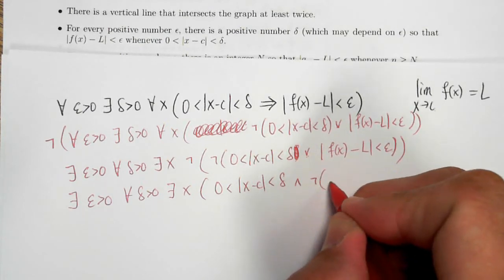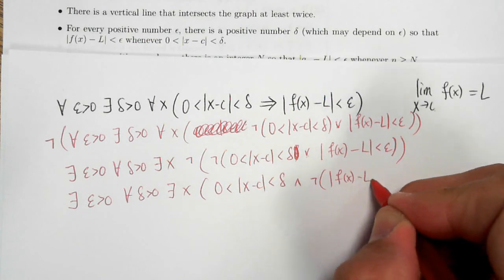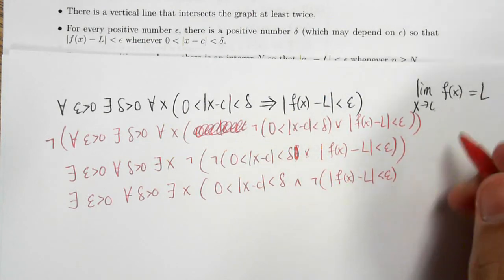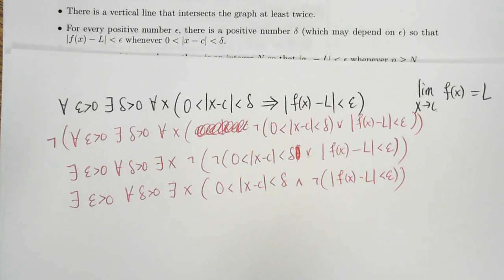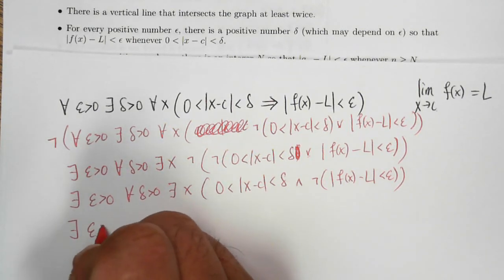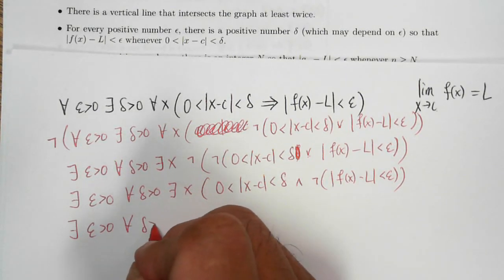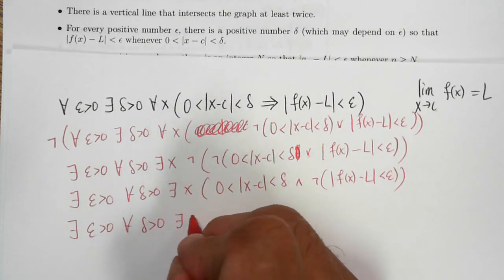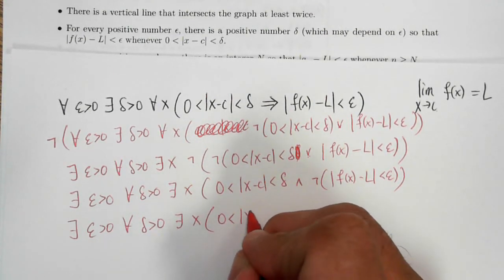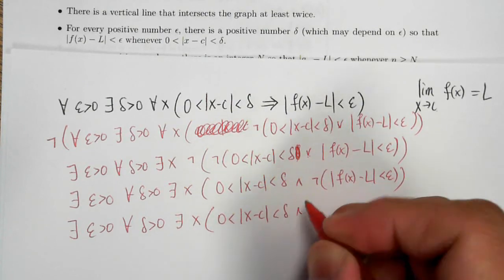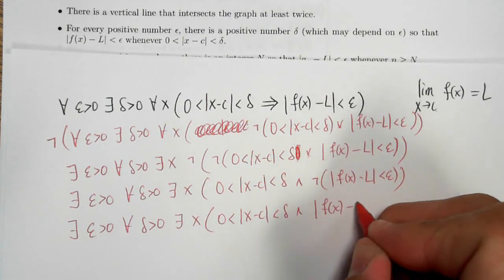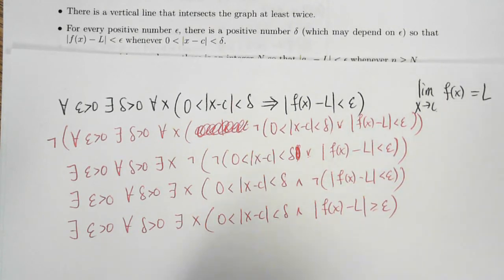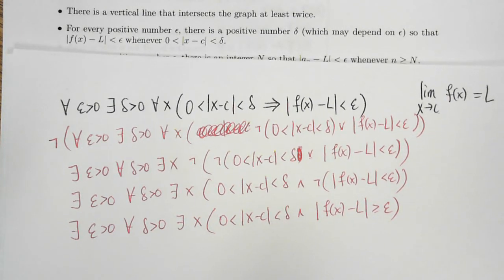Then I have the negation of the last statement. And I can get rid of this not, because the opposite of something being less than epsilon is that the something is greater than or equal to epsilon. So there exists an epsilon greater than 0, such that for every delta greater than 0, there is a number x, such that x is in the range that's specified, and |f(x) - L| is greater than or equal to epsilon. So that would be the negation of the original statement for where the limit does exist.